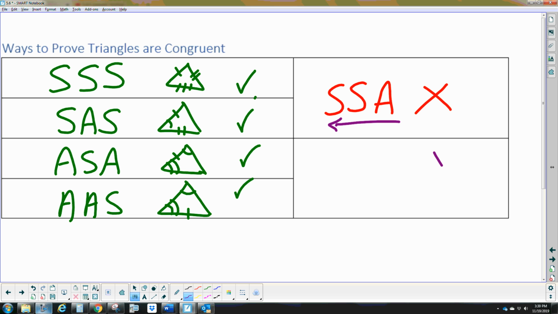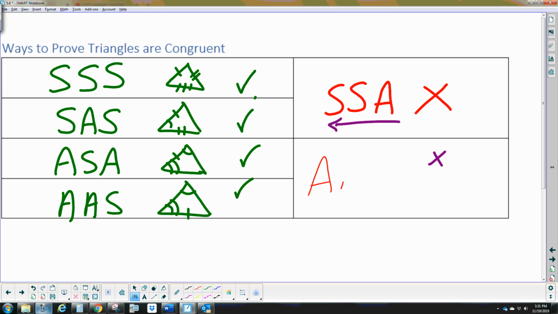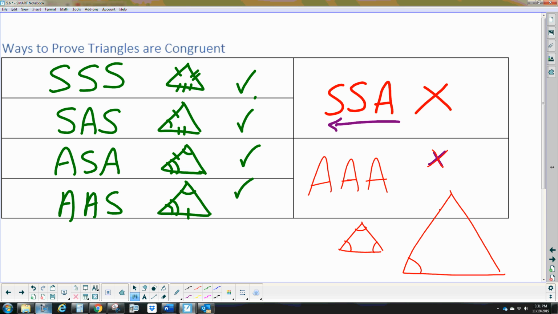And then the second shortcut that does not work for triangle congruence is angle, angle, angle. And just a quick way you can think about why this doesn't work is that we can have an equilateral triangle or an equiangular triangle. We can have it this big, or we can have it this big. In both of those, all of the angles are congruent, but you can see that those sides are not congruent. Okay, so those are the 2 shortcuts that do not work for triangle congruence.